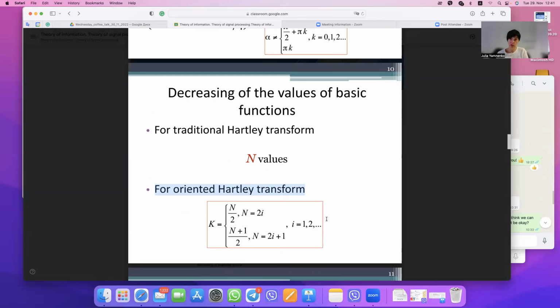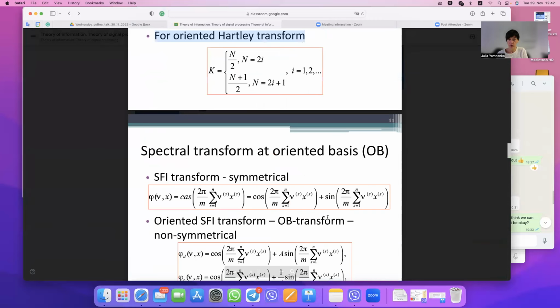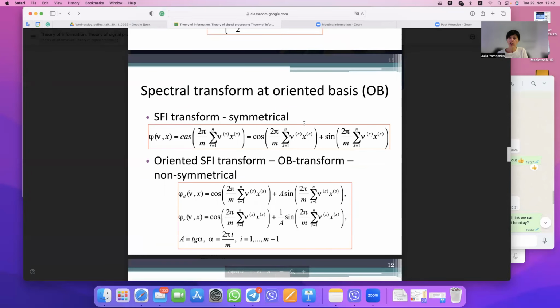So this trick, orientation of the additional angle, allows us to decrease the number of different values of the basic function, and thus to simplify the calculation, of course. And we can do the same with the spectral transform at finite intervals that was in one of the previous slides, the SFI transform. We can also apply this trick of orientation to this transform.